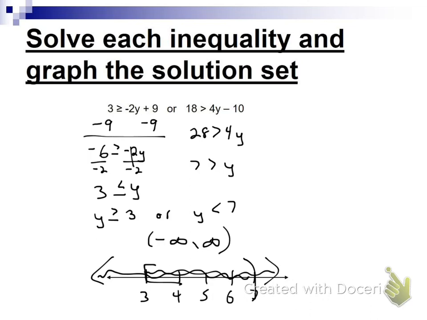Pick any number. Give me a number. 12. Is 12 less than 7? No. But is 12 greater than or equal to 3? Yes. It satisfies the compound inequality. Any number up there would satisfy this inequality. That's why this answer is a solution.